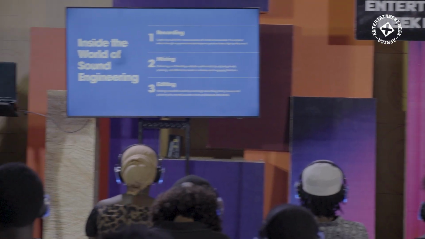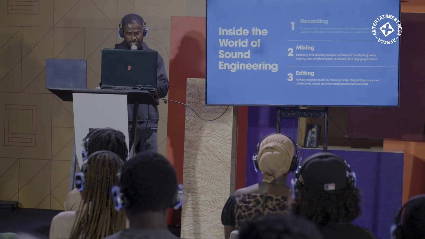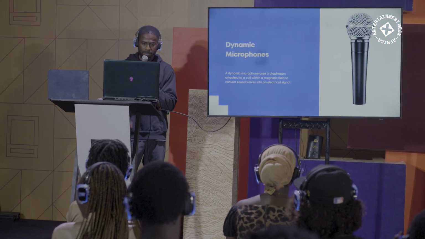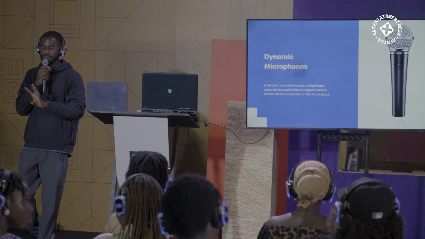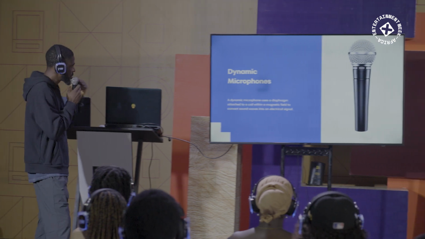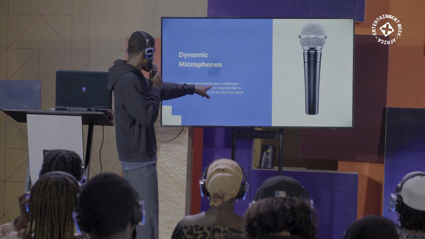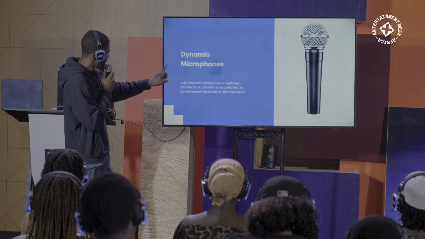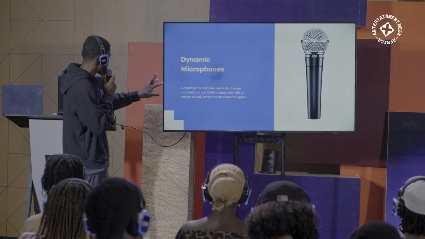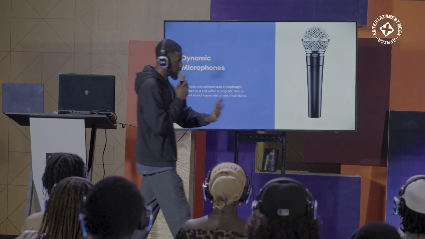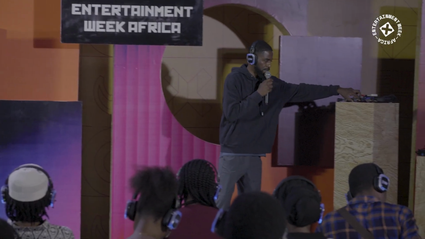All right, so let's move on. Next slide is microphones. There are three commonly used microphones. We have the dynamic microphones. A dynamic microphone uses a diaphragm attached to a coil within a magnetic field to convert sound waves into electrical signals. I have a dynamic microphone here.